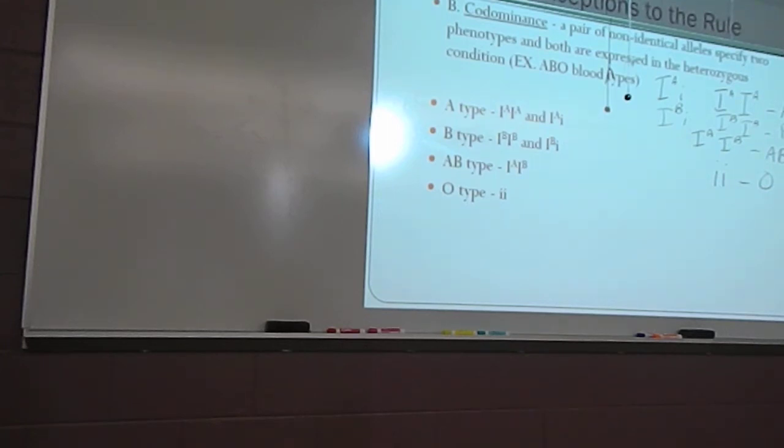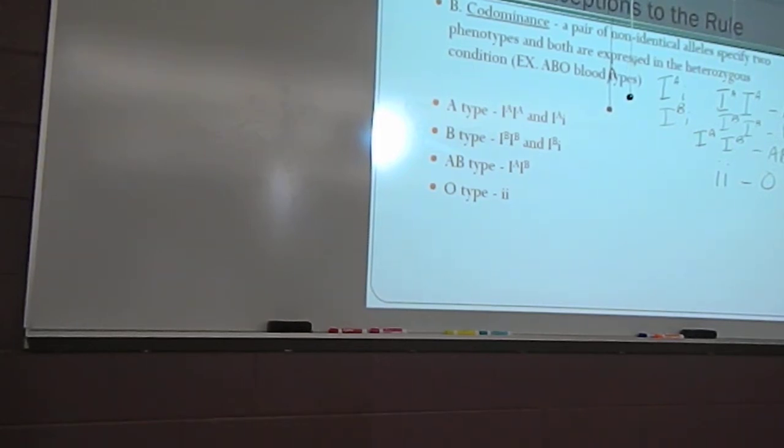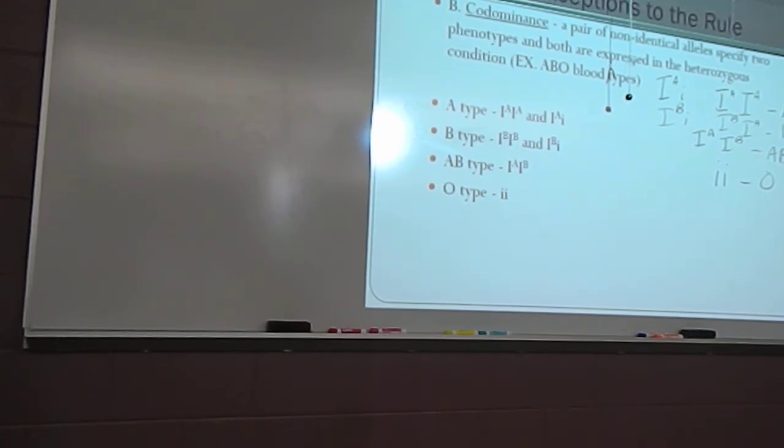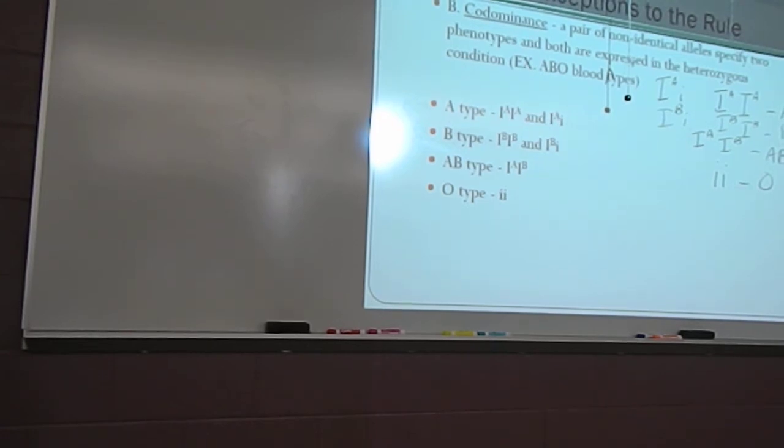So they can receive both A and B blood? No, they have their own blood. They have AB blood, but if they needed blood, they have to have AB blood, not A or B. Let me check on that. I'll check on it, but I'm pretty sure they have to have AB blood.